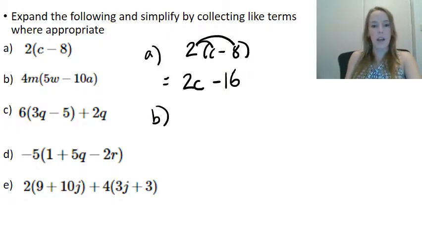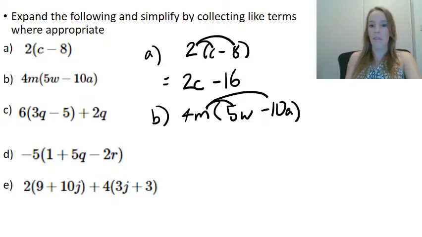For B, we've got 4M outside the brackets and then 5W take 10A inside the brackets. And again, we do the claw. The 4M gets applied to everything inside the brackets. So 4M times 5W, well 4 times 5 is 20, 20MW. We've got take 4 times 10 is 40AM.